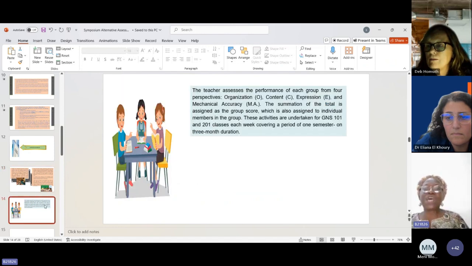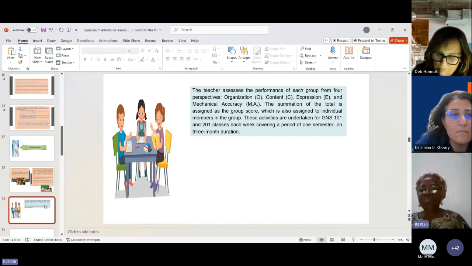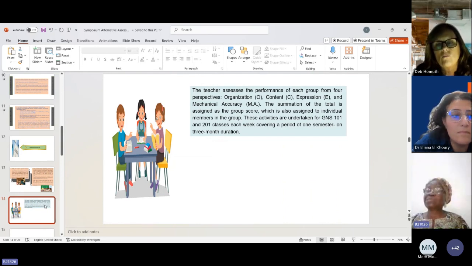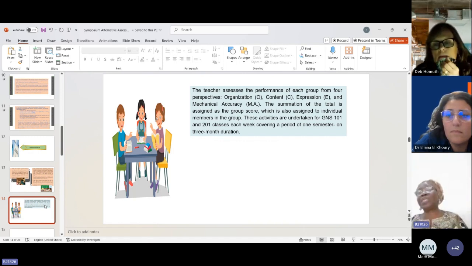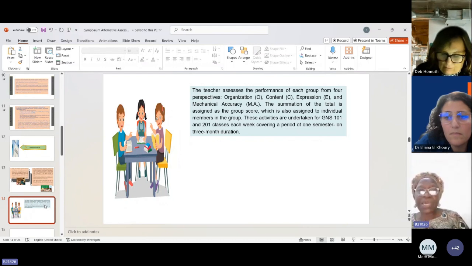And once they finish their presentation, they are also allowed to ask questions from the larger group, and then another person from the group will be made to answer those questions. The teacher assesses the performance of each group from 4 perspectives. We look at how they organize their presentation, we look at the content they come up with, and we also look at the expression while making their presentation and mechanical accuracy.